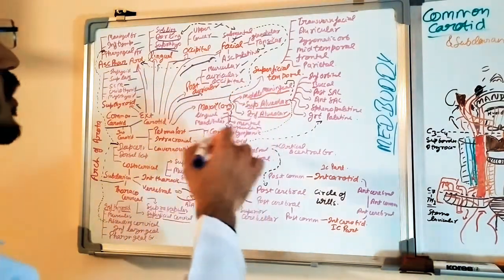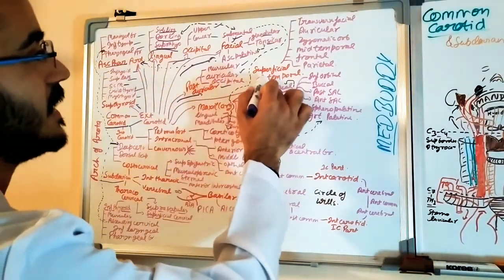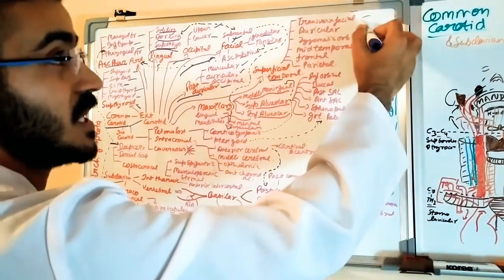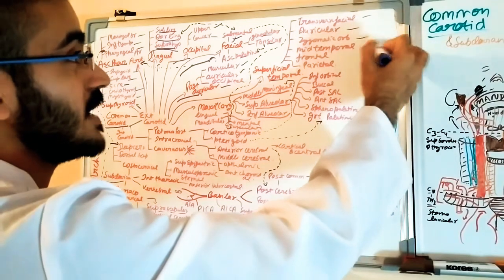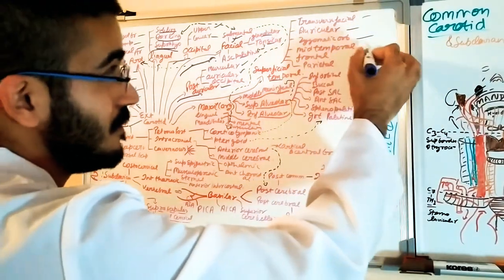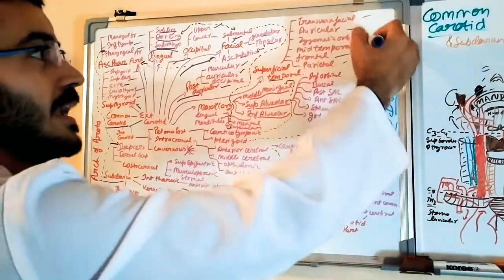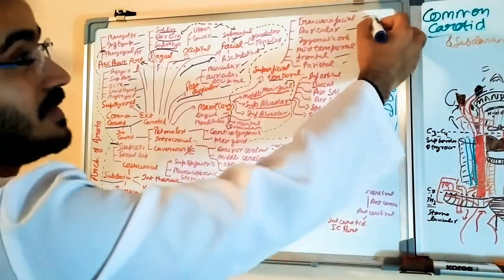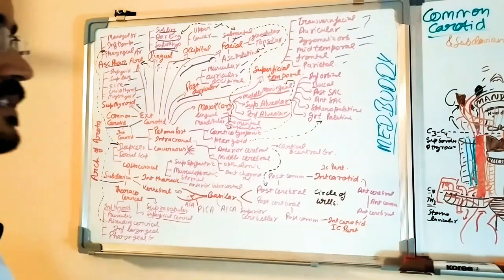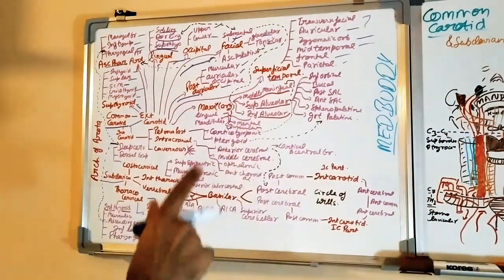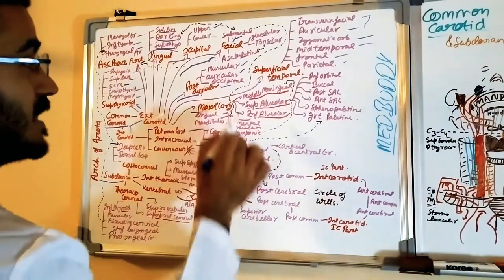The next branch is the superficial temporal branch, which gives many branches such as transverse facial, auricular, zygomatic orbital, middle temporal, frontal, and parietal branches. These are again the branches of the facial muscles mainly. The next branch it gives is the very important maxillary branch.